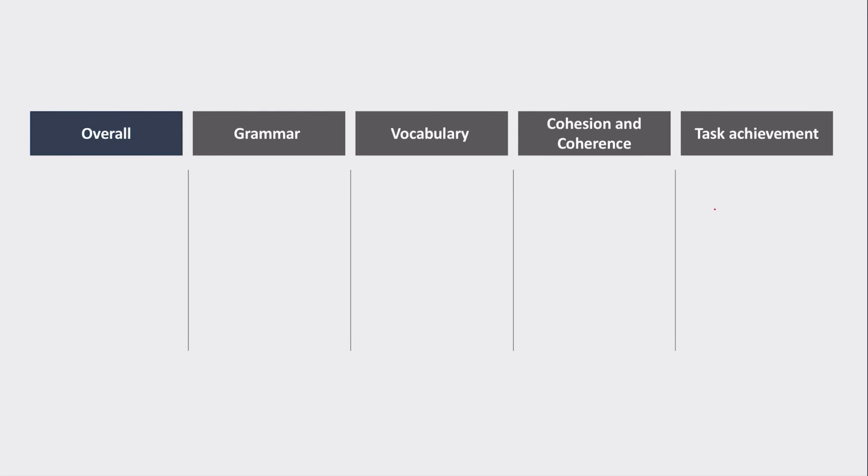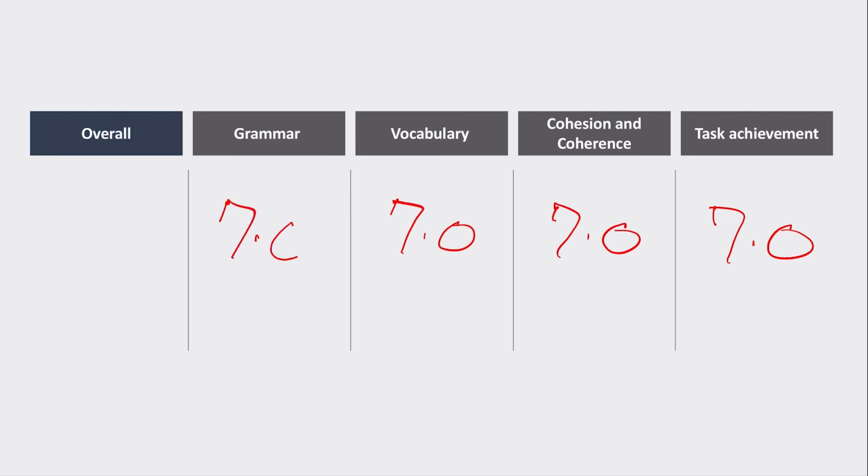So in terms of task achievement, I would definitely give this a 7. They had an introduction, they had an overview, and they had nice detailed paragraphs. Cohesion and coherence, again, definitely probably a 7. They linked everything together nicely. They introduced the data. Vocabulary, again, a 7. They had nice vocabulary, nice native speaking phrases. I liked a lot of their paraphrases, and I didn't really see much issue with the grammar.